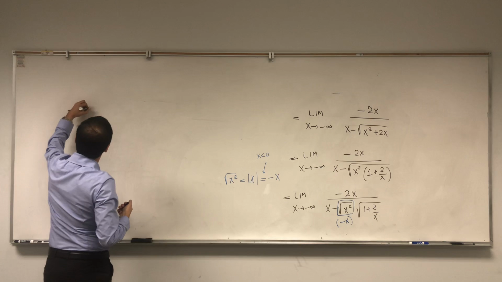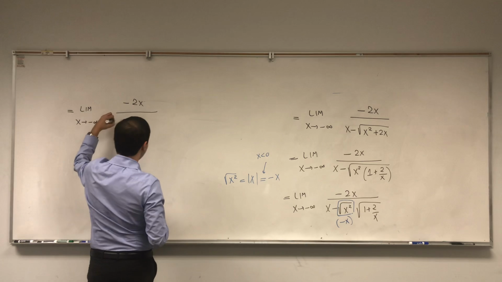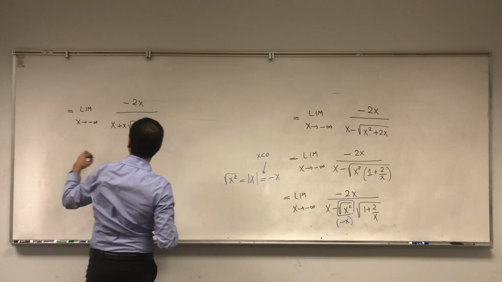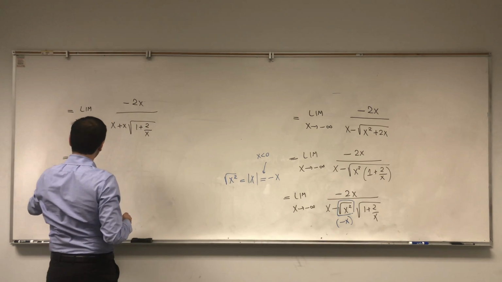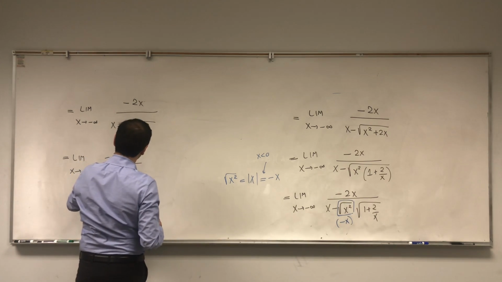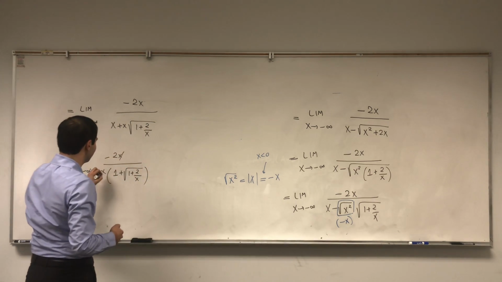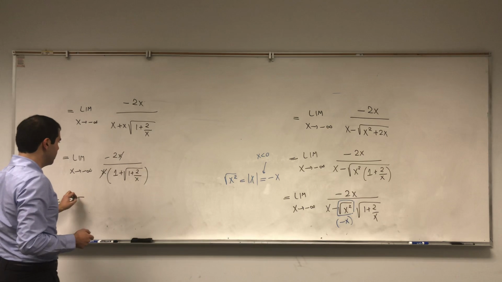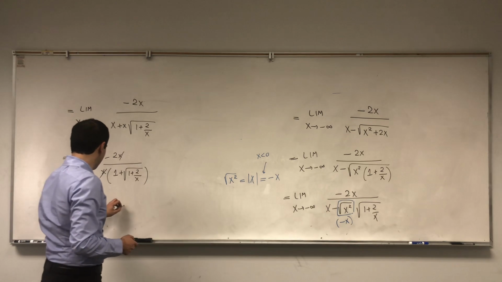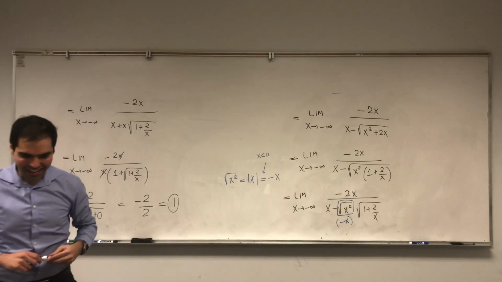So that's the limit as x goes to minus infinity of minus 2x over x plus x times square root of that 1 plus 2 over x. And then you factor x out over x times 1 plus square root of 1 plus 2 over x. Now the x's cancel out. And you get simply minus 2 over 1 plus square root of 1 plus 0, which becomes minus 2 over 2, which is minus 1. Ta-da!